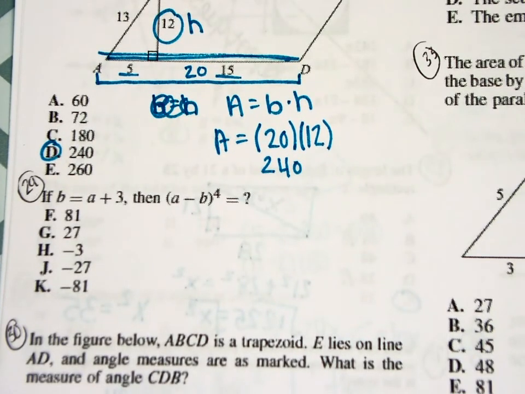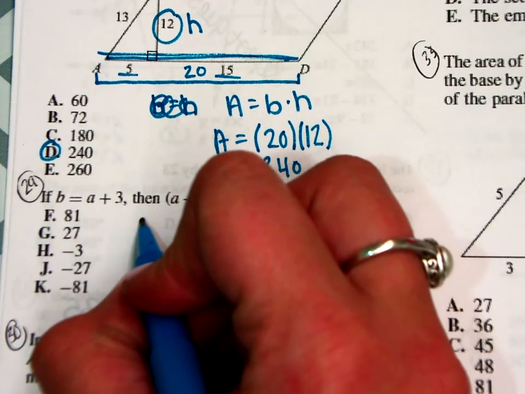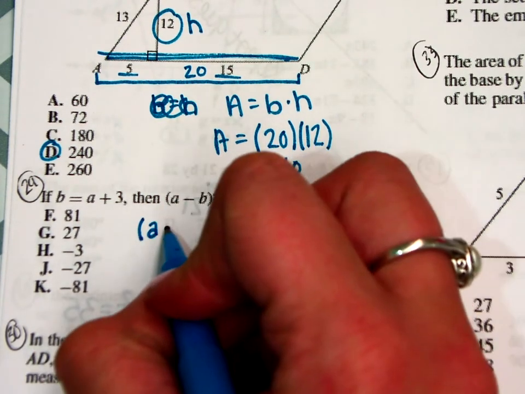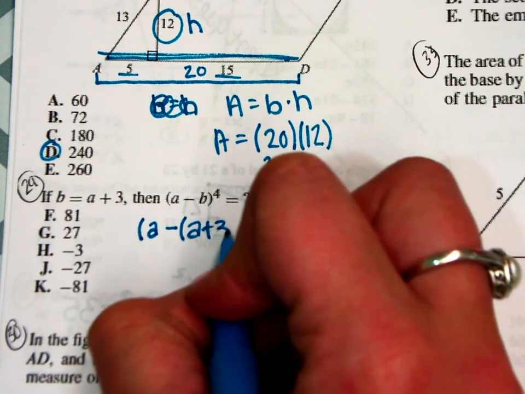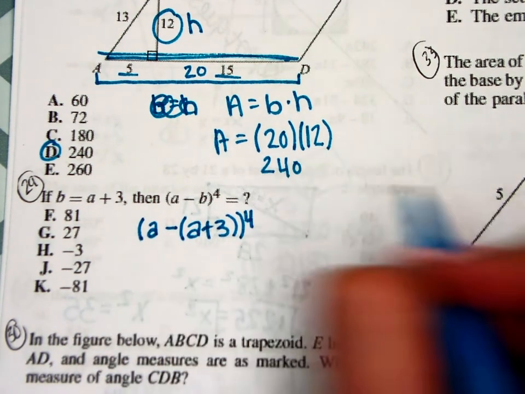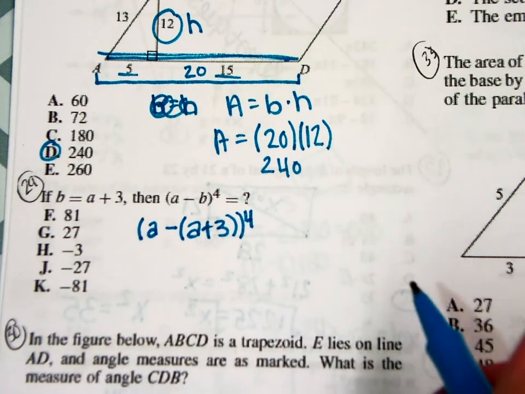29, b equals a plus 3, then a minus b to the 4th equals what? Sorry, oh my goodness, the announcements are on. I forgot that we have announcements, and I can't pause this. So we're just going to continue, and I'm just going to kind of talk through it.